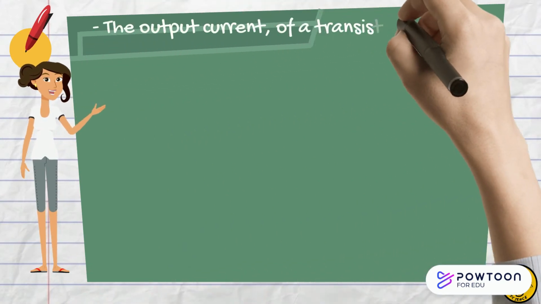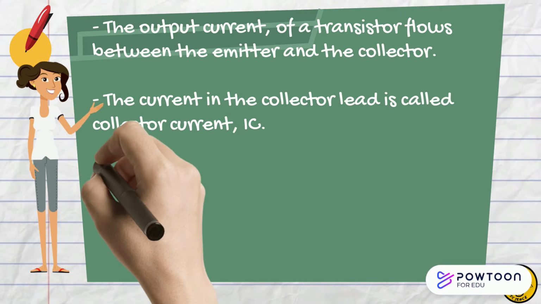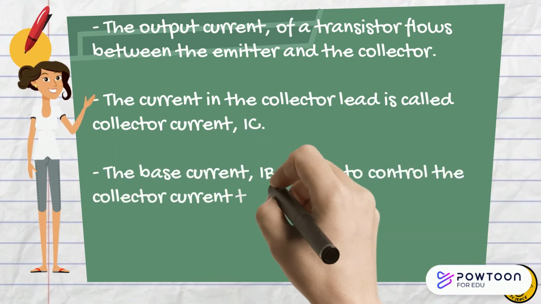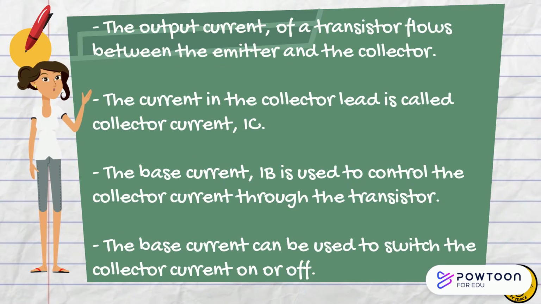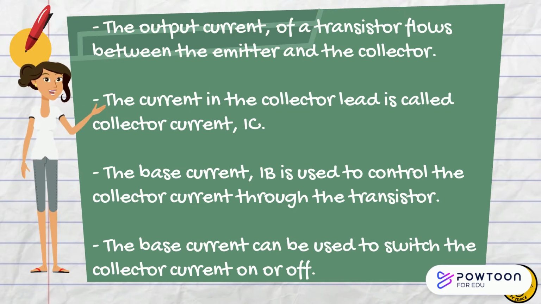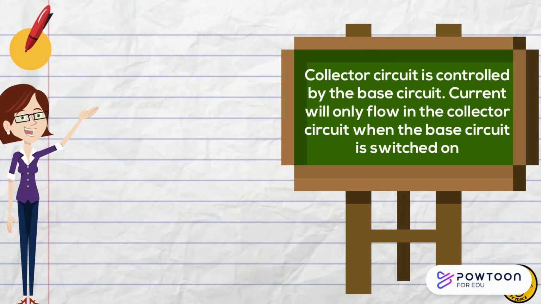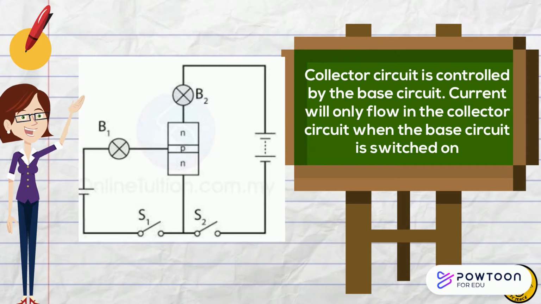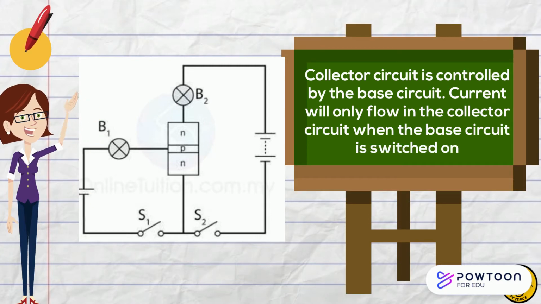The output current of a transistor flows between the emitter and the collector. The current in the collector lead is called the collector current, IC. The base current, IB, is used to control the collector current through the transistor. The base current can be used to switch the collector current on or off. The collector circuit is controlled by the base circuit. Current will only flow in the collector circuit when the circuit is switched on.